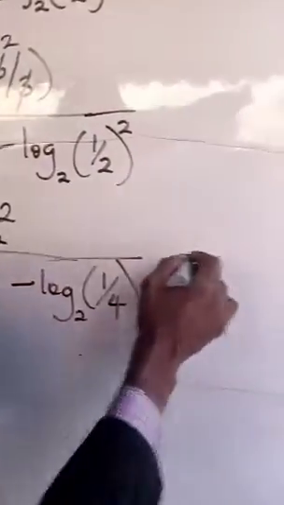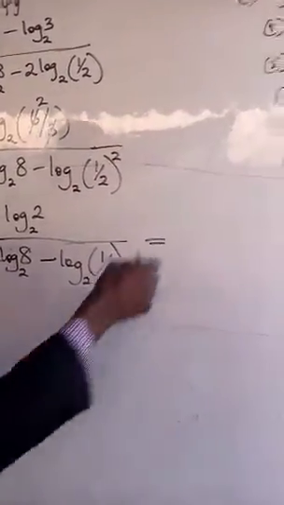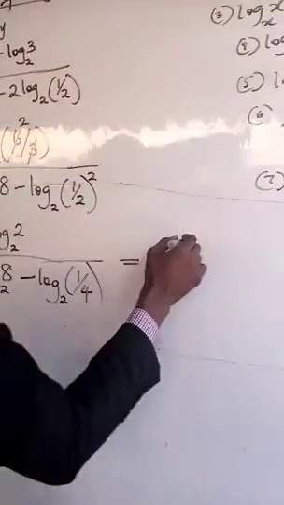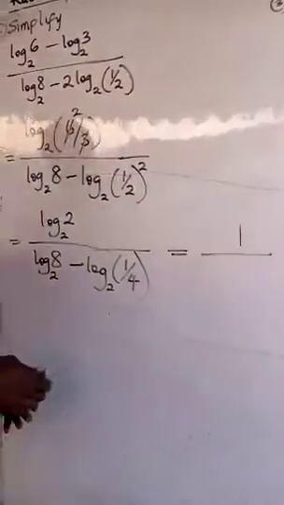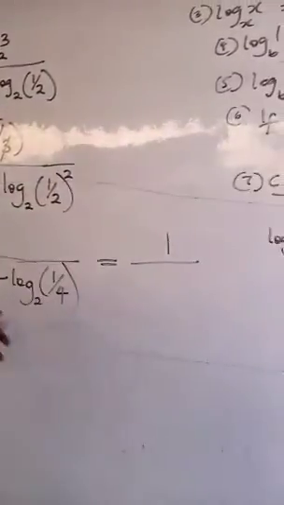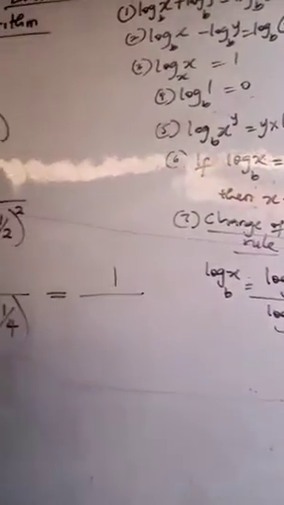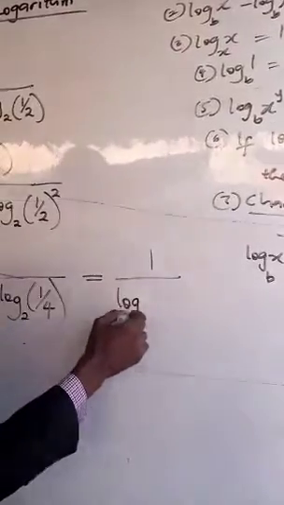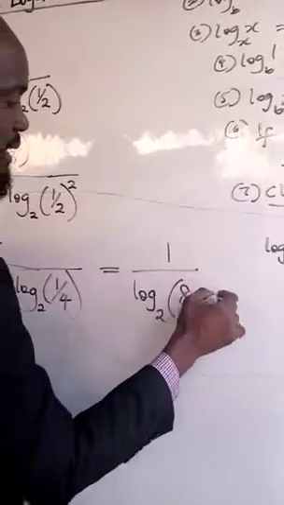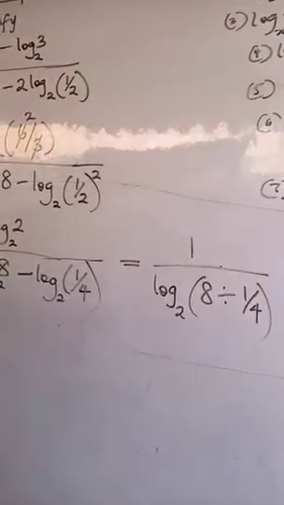From here, there is a law of logarithm that says if the number and the base are the same, then your answer is 1. That's rule 3. So this is log 2 base 2, and the answer here will be 1. And there is a rule that says if you are subtracting two logarithms and you notice that the bases are the same, then divide the numbers. They have log base 2, so you just divide the numbers. So this will be 8 divided by 1 over 4.